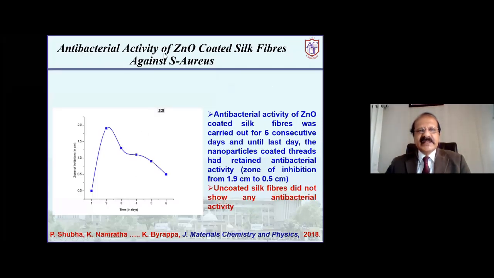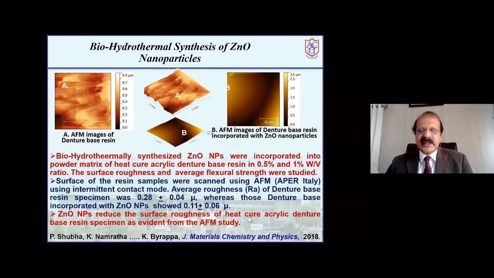Okay, so we have tested the antibacterial activity of these biohydrothermally synthesized zinc oxide nanoparticles coated on the silk fibers. We have used S. aureus bacteria to test the antibacterial activity of the zinc oxide coated silk fibers. And so we have carried out such a test for 6 consecutive days until the last day. The nanoparticles coated threads retained antibacterial activity. So the activity didn't reduce significantly. The uncoated silk fibers did not show any such antibacterial activity. So this has very good applications in the surgical side.